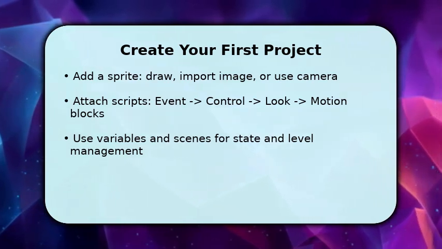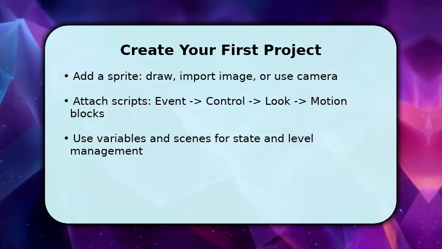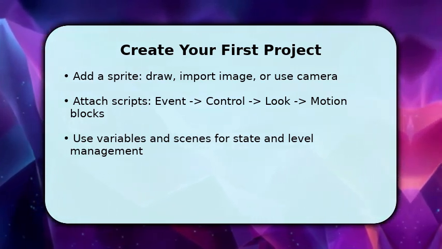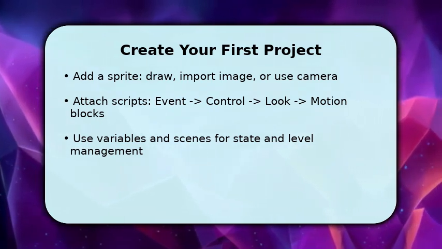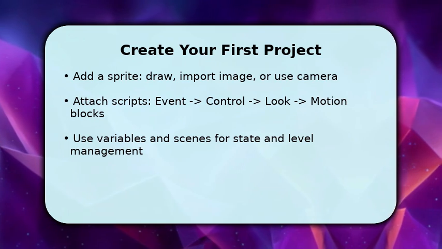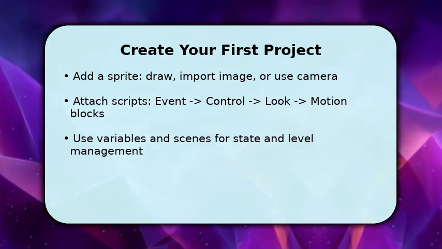Next, attach an event block like when program starts, and chain control and motion bricks to make the sprite move. This shows cause and effect immediately. Once comfortable, create variables for score and speed and separate complex logic into scenes. This keeps behavior modular and easier to debug.